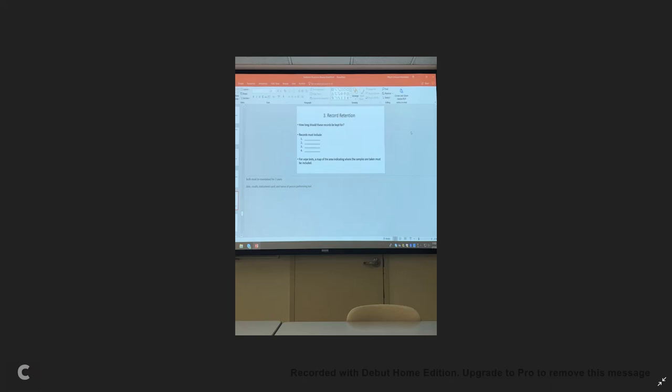Record retention. How long should these records be kept for? Both must be maintained for 3 years. The records must include the date, the results, the instrument used, and the name of the person performing the test. For wipe tests, a map of the area indicating where the samples are taken must be included.